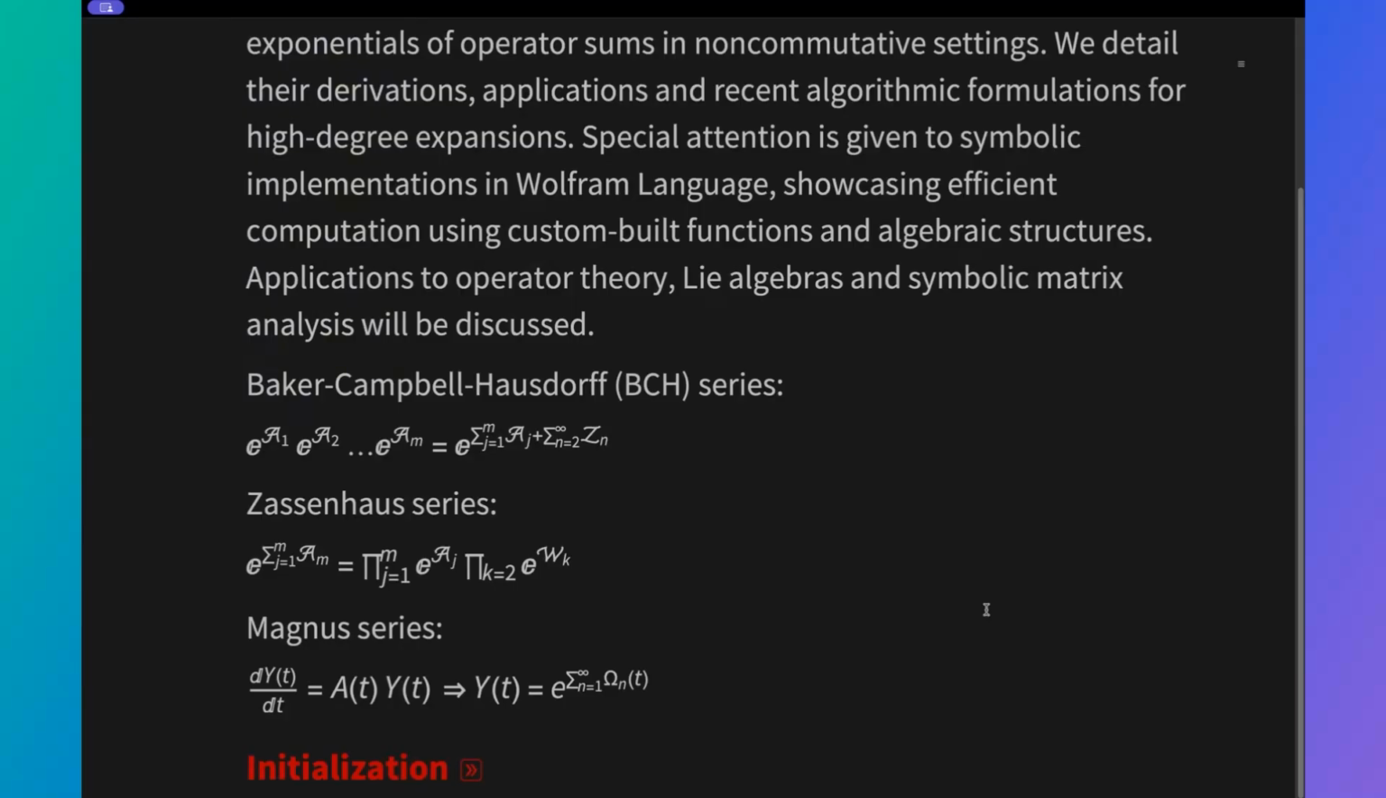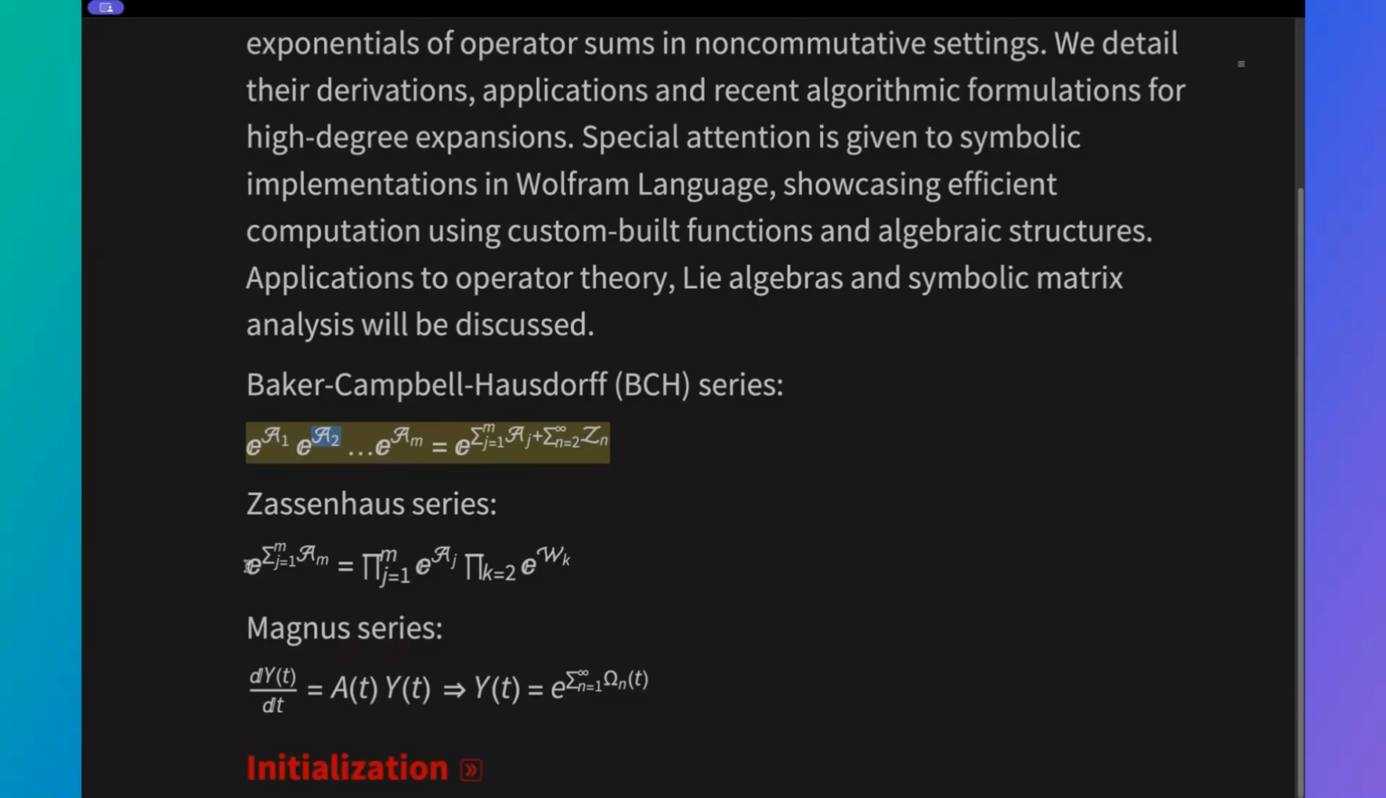Then, Zassenhaus, which is in a sense the dual of BCH. And last but not least, the Magnus series. The Magnus series is also almost the same as the Dyson series. In simple terms, this is the way that we can understand them. In BCH, we have the multiplication of a bunch of exponentials, and then we want to write it down as one single exponential. The main question is how we should adjust other terms. Keep in mind, these operators do not commute.